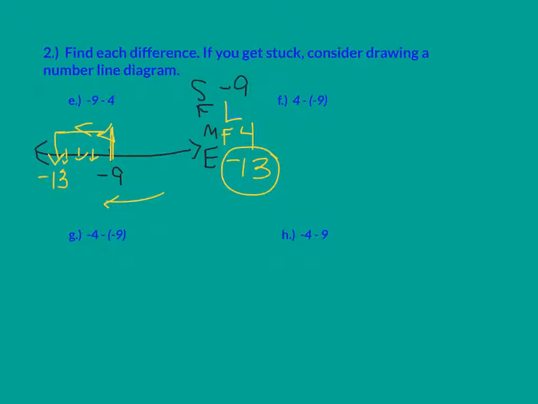The next one I'm going to do is F. I make my number line. I know that I'm going to start, face, move, and end.